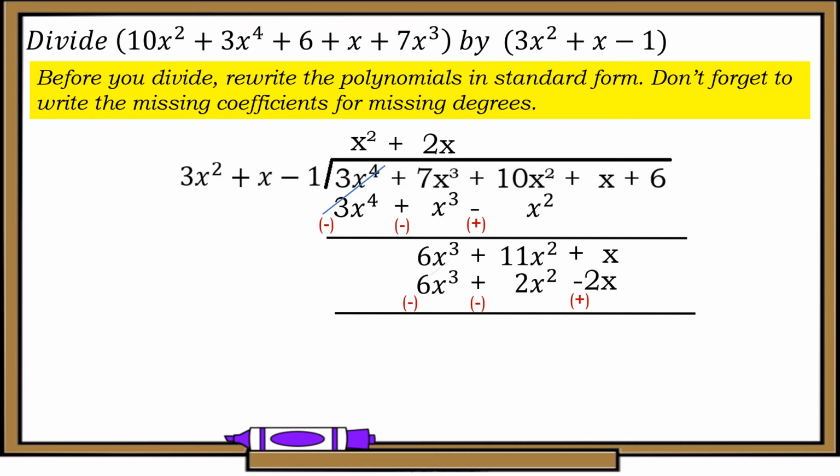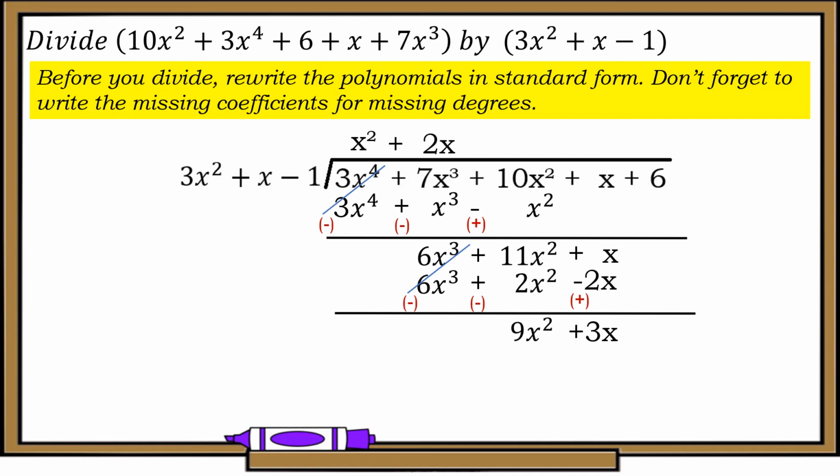So, 6x cubed minus 6x cubed, 0 or cancel. Then, 11x squared, negative 2x squared, we have 9x squared. Positive x and positive 2x is positive 3x. So, tapos ka nang mag-subtract.